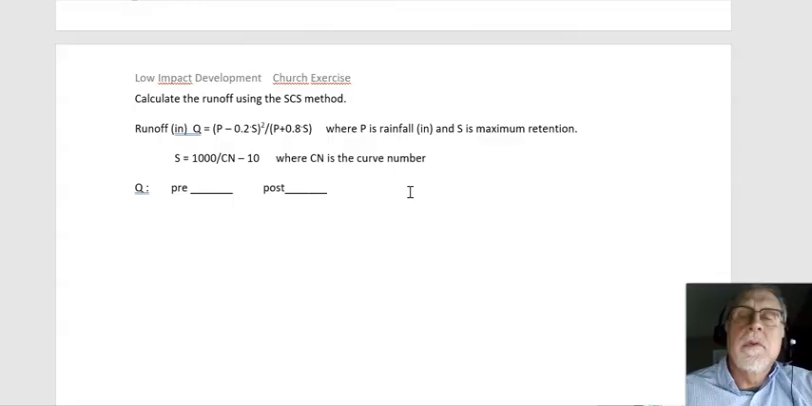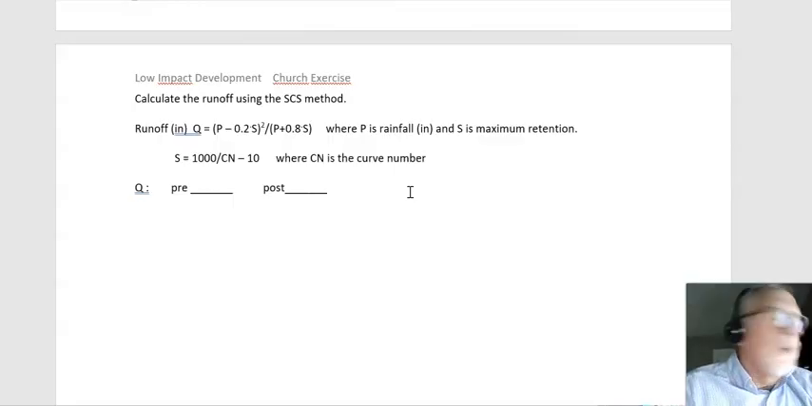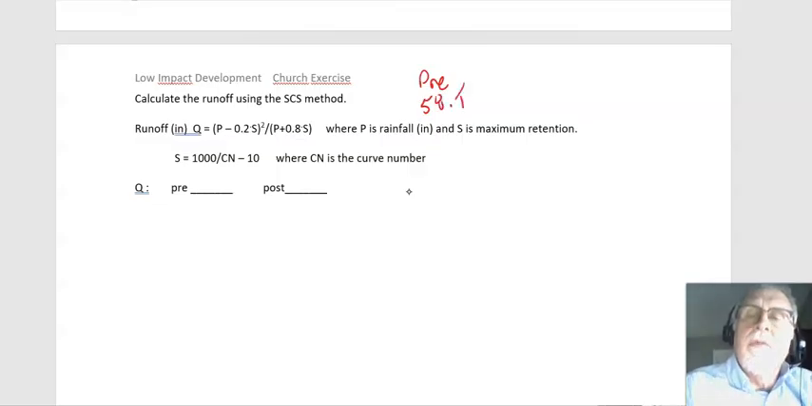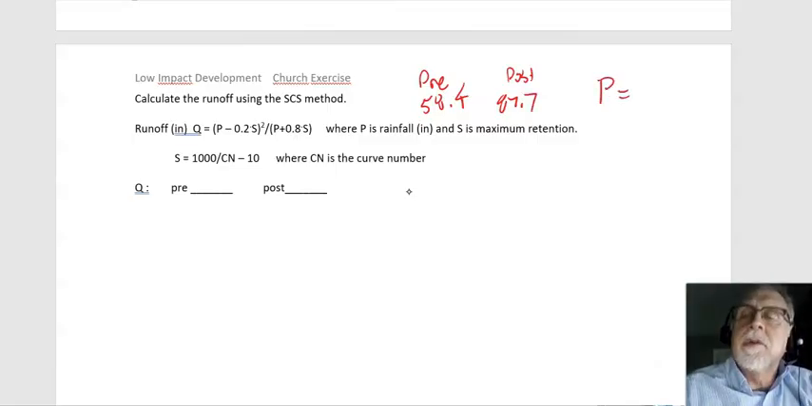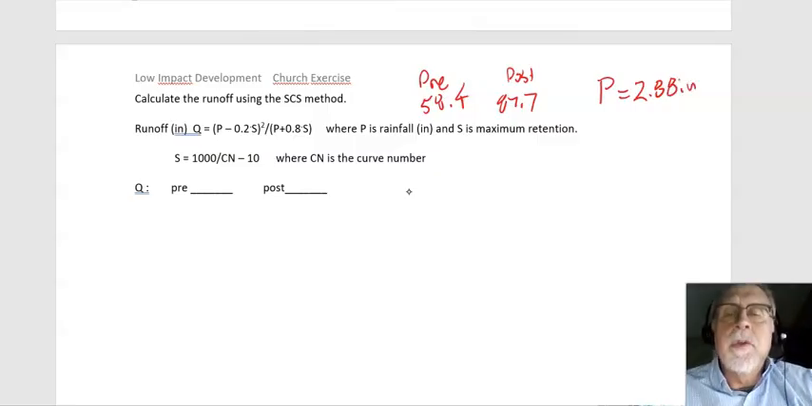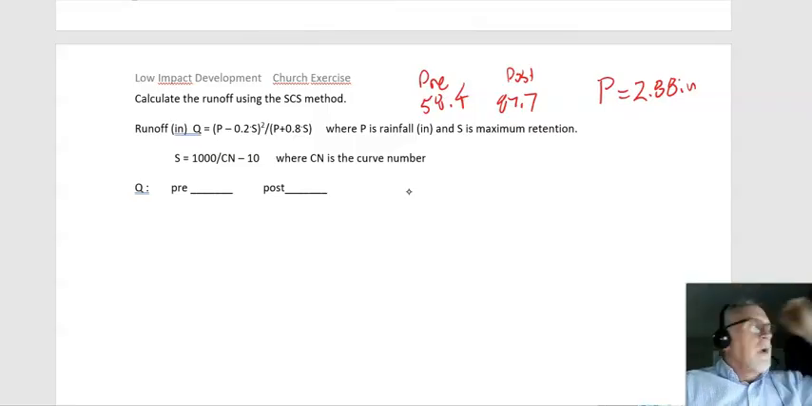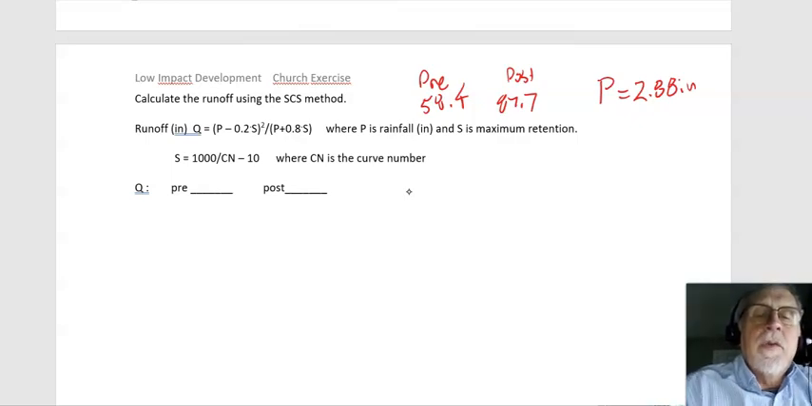So pre was 58.4, post was 87.7. By the way, our P, we looked this up earlier, is 2.88 inches. That's the design storm that we're going to design for. So we're going to calculate the runoff from that. First of all, let's calculate the S.